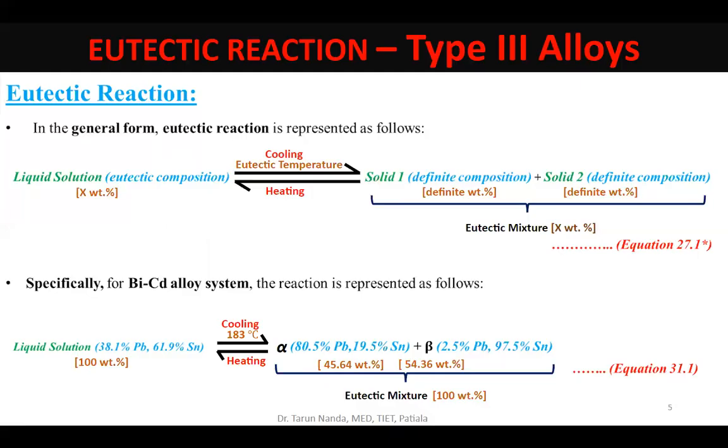So in the next session, we'll do the classification of the lead tin alloys, and we'll also talk about the equilibrium cooling of each category of lead tin alloys.